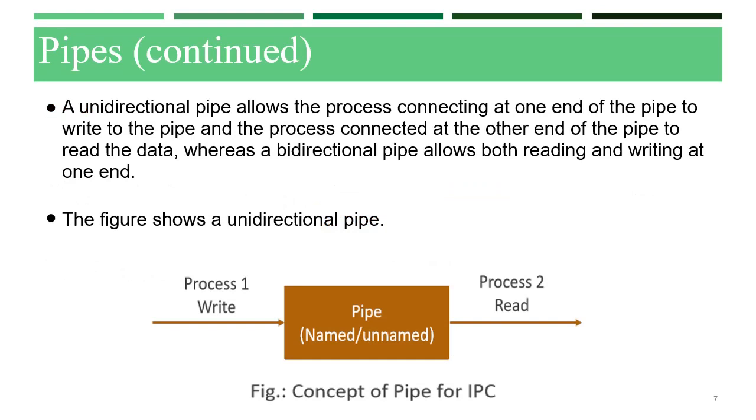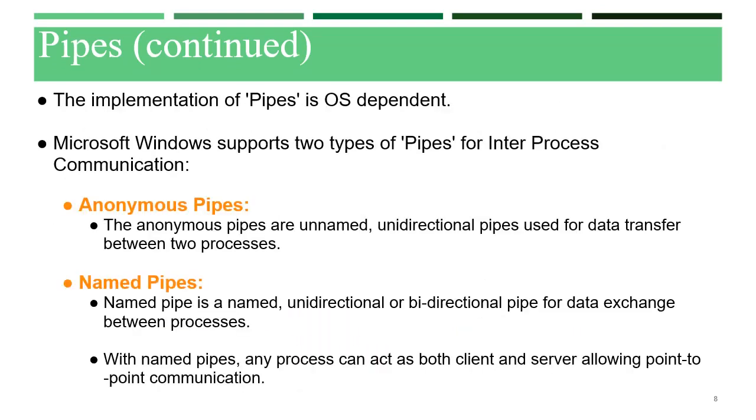Pipes can be unidirectional or bidirectional. Unidirectional means it allows information flow in one direction. Bidirectional allows information flow in both directions. A unidirectional pipe allows the process connecting at one end of the pipe to write to the pipe, and the process connected to the other end of the pipe to read the data. Whereas a bidirectional pipe allows both reading and writing at one end. The figure below shows a unidirectional pipe. The implementation of pipes is also OS dependent.